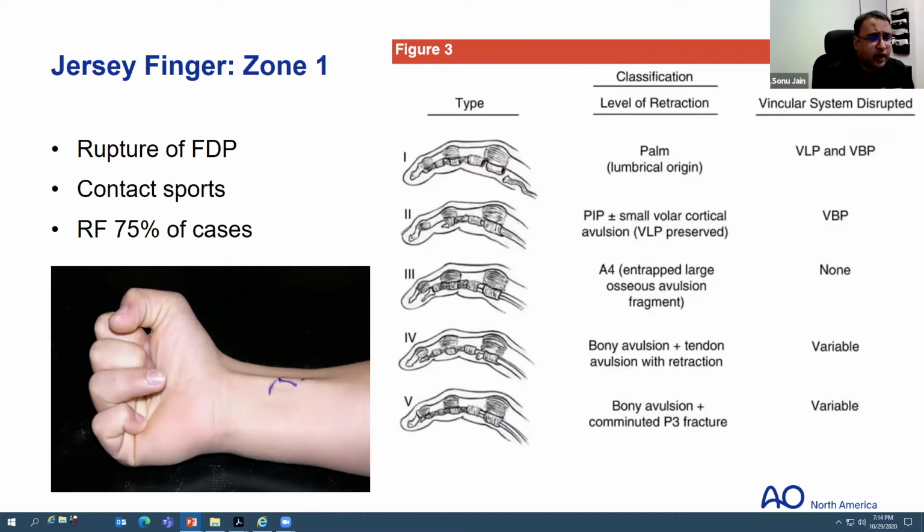Then you have these other types. Type 2 is where it gets caught at the PIP joint, and type 3 is where it's caught near the DIP joint by the A4 pulley. Then you have a combination of a bony avulsion for type 4, with retraction of the tendon proximally off the bone. And type 5 is a combination of a fracture of the distal phalanx along with avulsion. So not as common. Type 4 and type 5 were not part of the original classification.